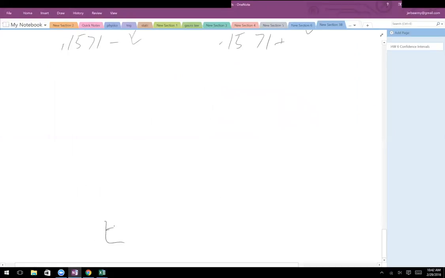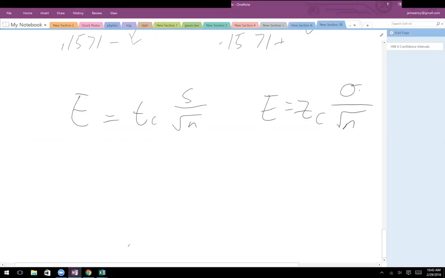All right. So again, the error would be either critical Z, S over root N, or if you can use Z, it'd be Z sigma over root N. This one, since they gave us the population standard deviation, there really shouldn't be any problems. It should just be, okay, I just wrote the same thing again.